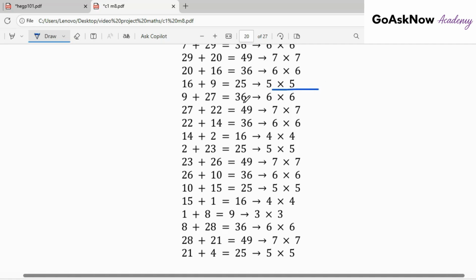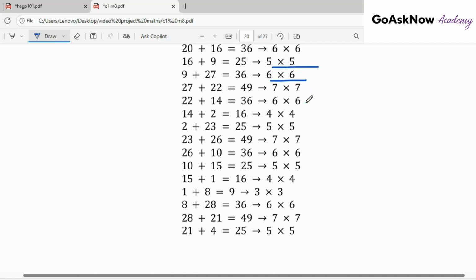9 plus 27 is equal to 36, which is 6 squared. 27 plus 22 is equal to 49, 7 squared. 22 plus 14 is equal to 36, which is 6 squared. 14 plus 2 is equal to 16, which is 4 squared. 2 plus 23 is equal to 25, 5 squared. 23 plus 26 is equal to 49, which is 7 squared.